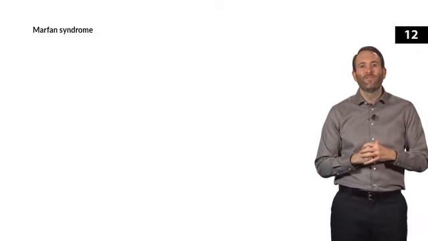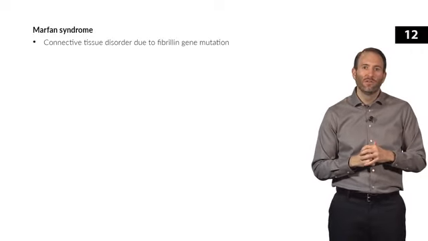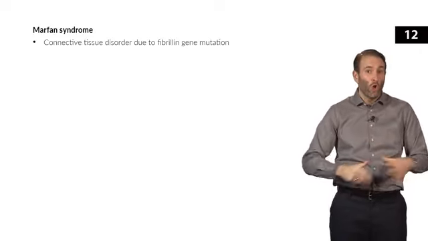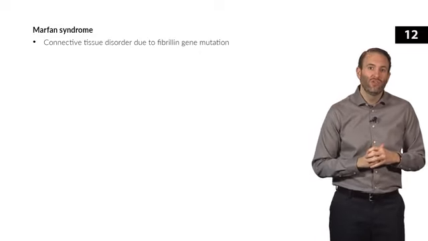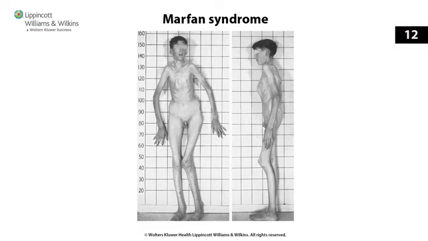And then we have Marfan syndrome. So this is a connective tissue disorder affecting the skeleton, heart, and eyes. Patients are tall, with very long extremities, and this is due to a fibrillin gene mutation. Patients will present with pectus excavatum, hyperextensible joints, long fingers and toes, which we call arachnodactyly.